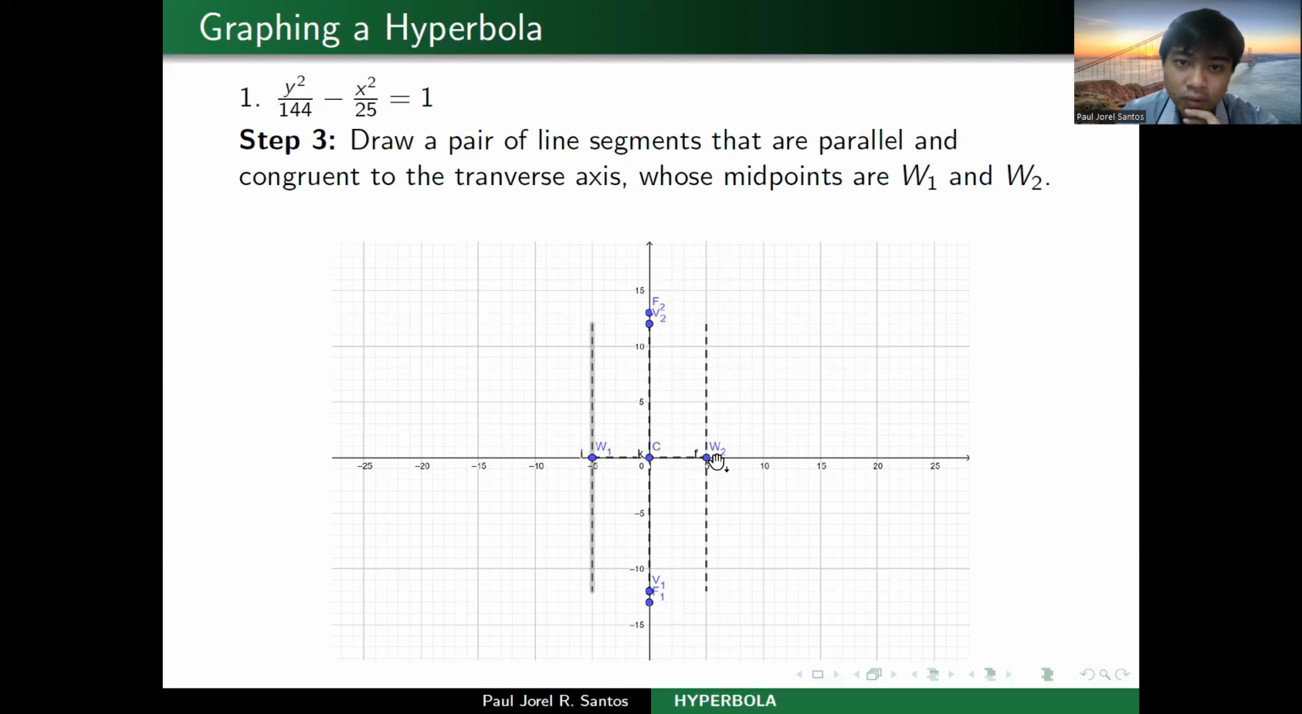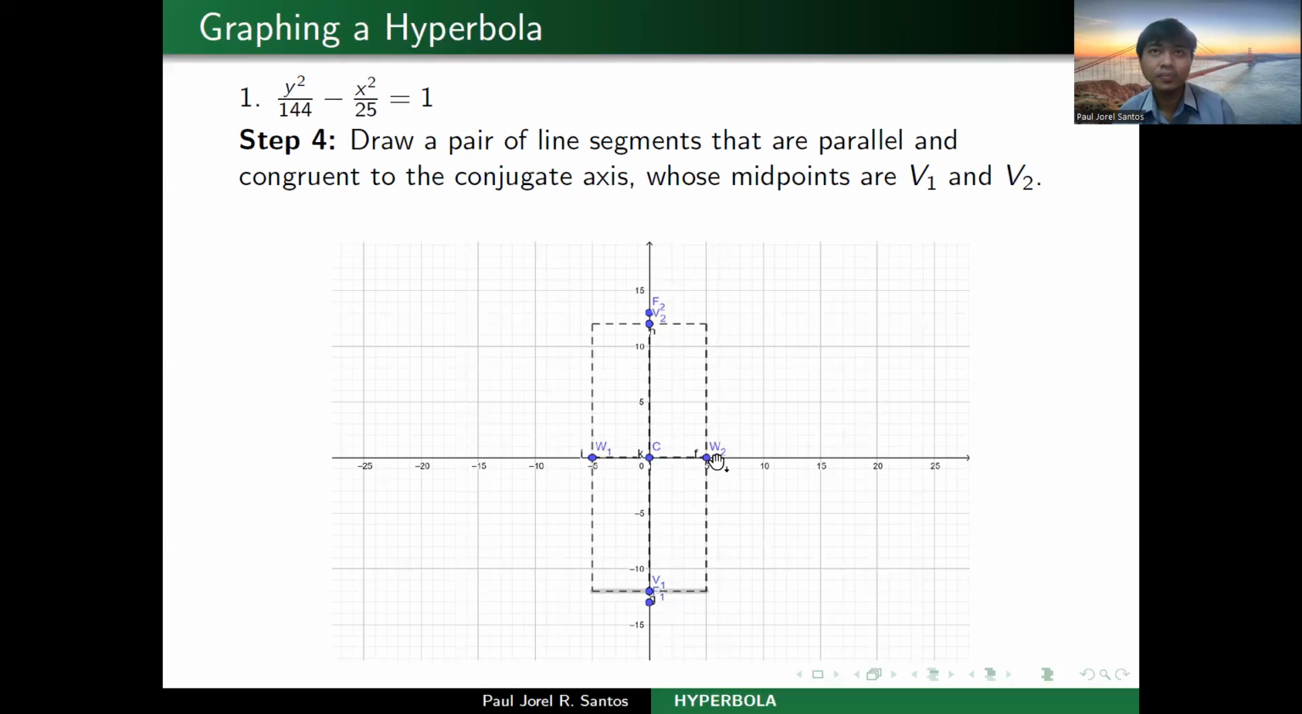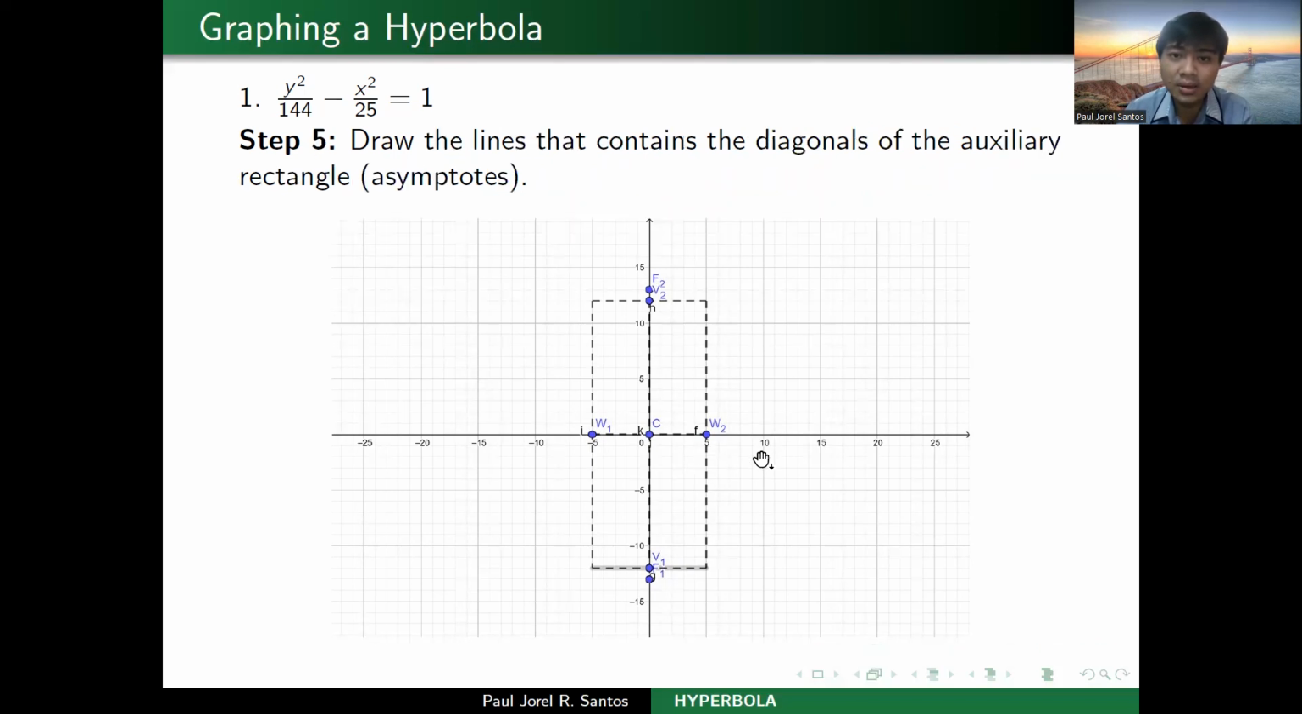We will do it also for the conjugate axis. So its midpoints are also V sub 1 and V sub 2. A pair of parallel and congruent segments to the conjugate axis. So we have here this. Now we have the auxiliary rectangle. And that will be our guide in drawing our asymptotes. So how are we going to draw the asymptotes? Draw the line that contains the diagonals of the auxiliary rectangle. So those will be the asymptotes of the hyperbola.